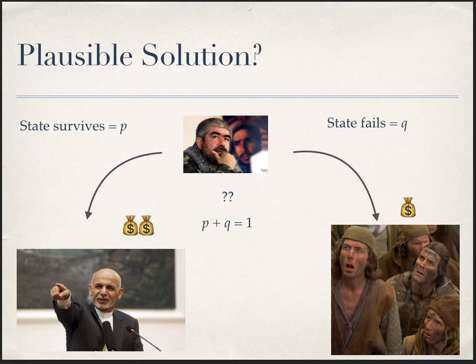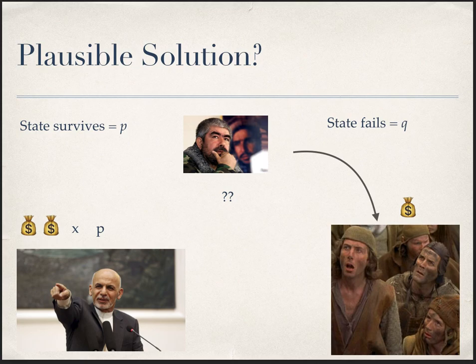The state will either fail or it will not. One of those things is going to happen. So the warlord only gets to keep the state's money if the state survives. So the value of the state's offer isn't 2 bags of money. The value of the state's offer is 2 bags of money times the probability that the warlord gets to keep the two bags of money.